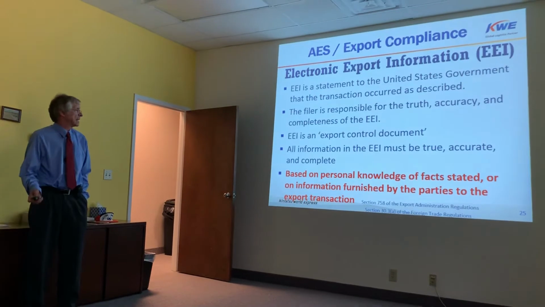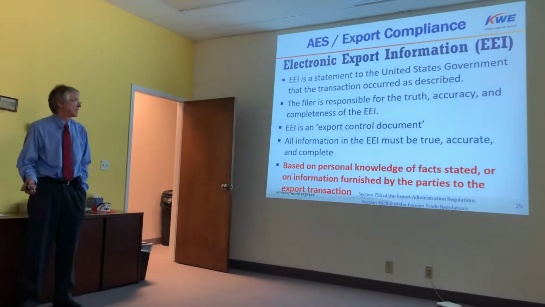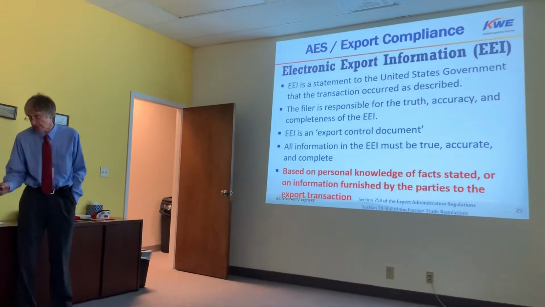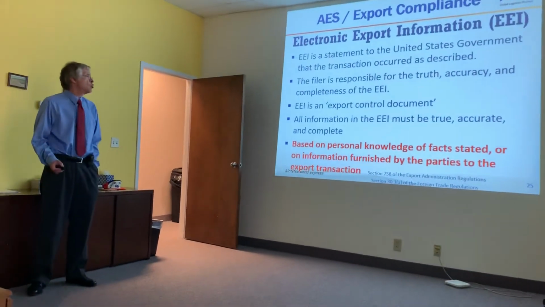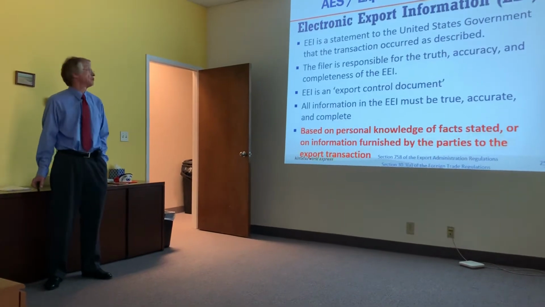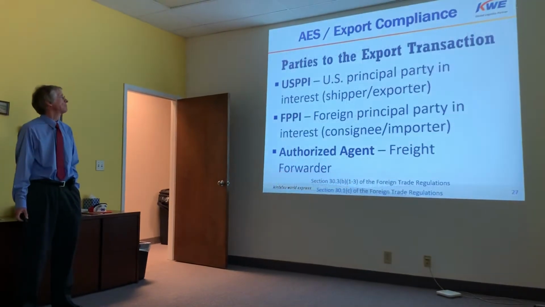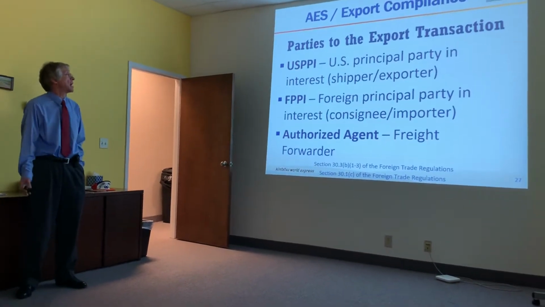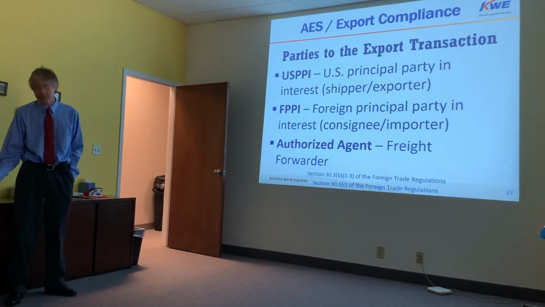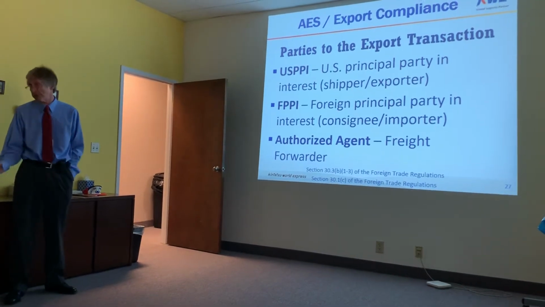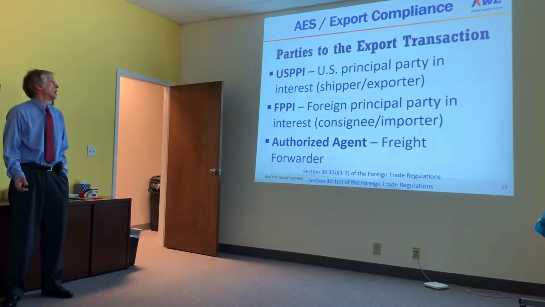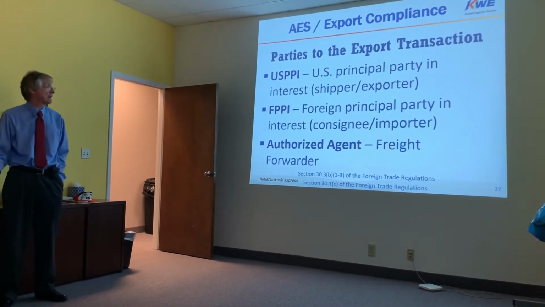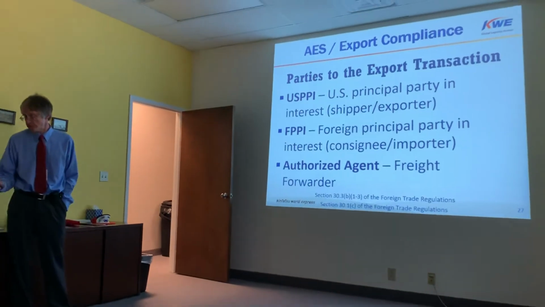Okay, the information entered in AES is based on the personal knowledge of facts stated or on information furnished by the parties to the export transaction. Now, who are these parties to the export transaction? Well, there are principally three of them. The USPPI, the United States Principal Party in Interest, otherwise known as the shipper or the exporter; the foreign principal party in interest, the consignee or the importer; and the authorized agent, the freight forwarder, which is us.